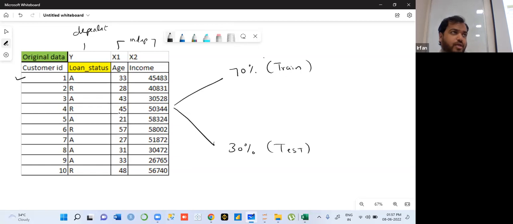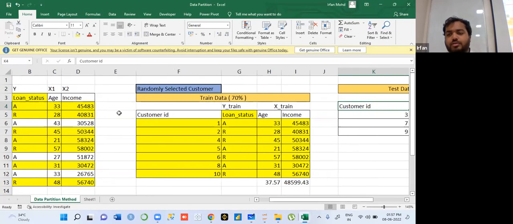Okay, so we have original data, we break it into 2 parts. And how do we break, guys? Using random sampling. Anyone have any question can ask.